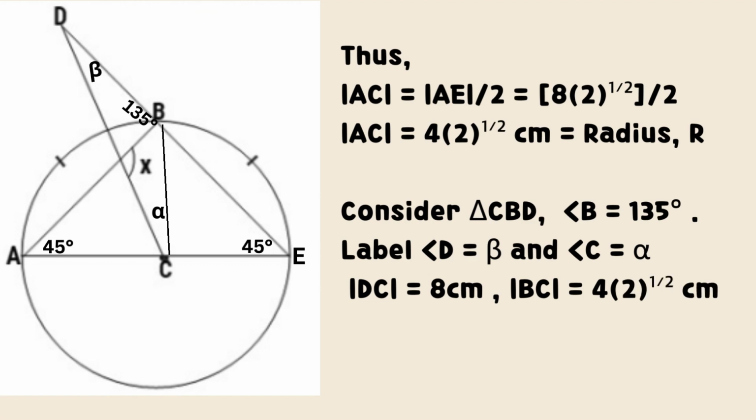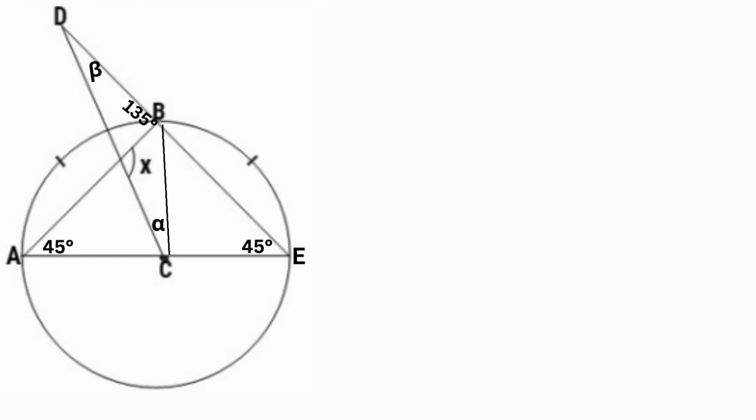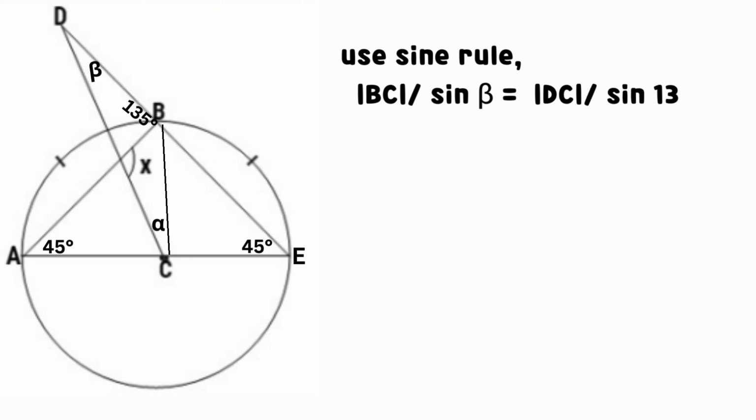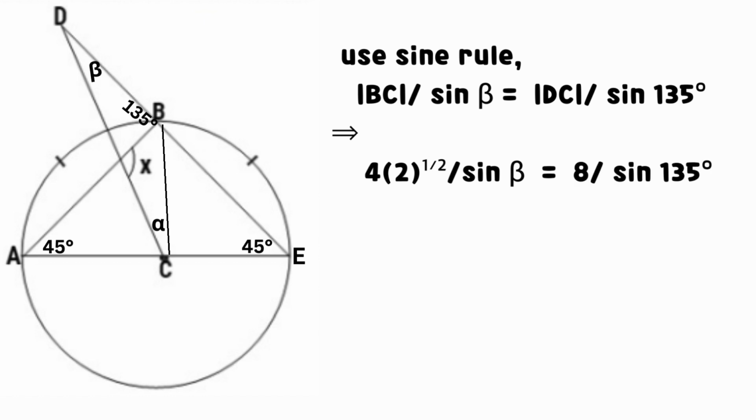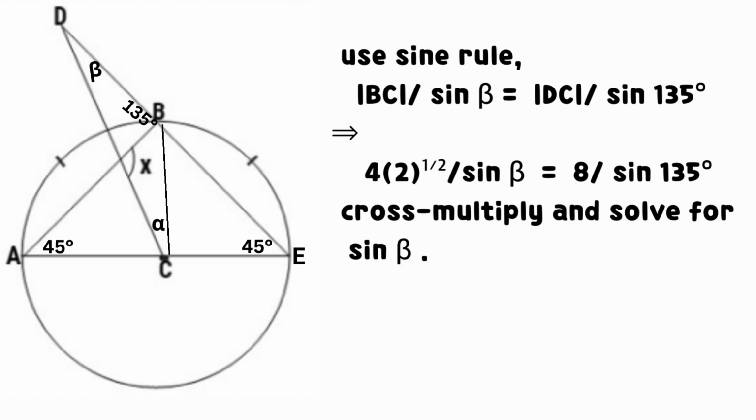From triangle C, B, D, angle B equals 135 degrees. Label angle D equals beta and angle C equals alpha. And consider the values of the lines obtained. Use sine rule and substitute values. We have that the product of 4 and the square root of 2 all divided by sine beta equals to 8 divided by sine 135 degrees.